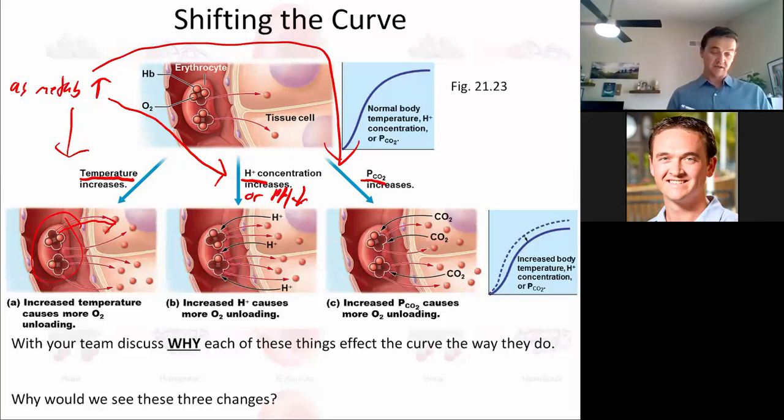Okay, same thing with hydrogen. Hydrogen's a little bit different, but those hydrogen ions come and bind to the hemoglobin, which again changes the hemoglobin shape, so it doesn't have the right shape to hold on to oxygen, and it lets the oxygen go. Same thing with CO2. CO2 comes out of the tissues, binds to hemoglobin, and causes the hemoglobin to change shape and release oxygen. So all those things, high temperature, high CO2, high hydrogen, cause a rightward shift.